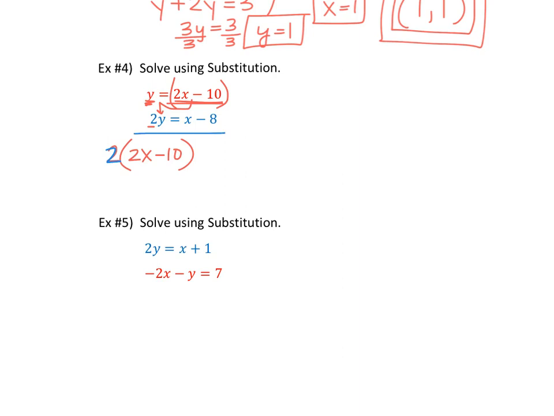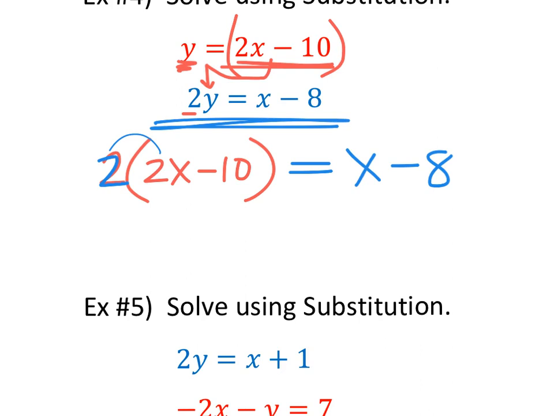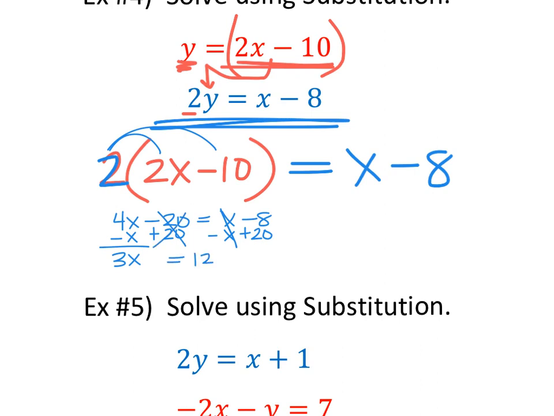Okay, back up here. We're just finishing off this equation now. Equals x minus 8. Okay, so the first thing we want to do is distribute this. So this is going to be 4x minus 20 equals x minus 8. We're going to take an x away on both sides. So that's 3x. We're going to add 20 to both sides. So we get 3x equals negative 8 plus 20, which is 12. And then we're going to divide by 3. So we get x equals 4.